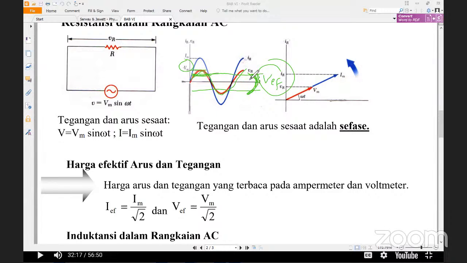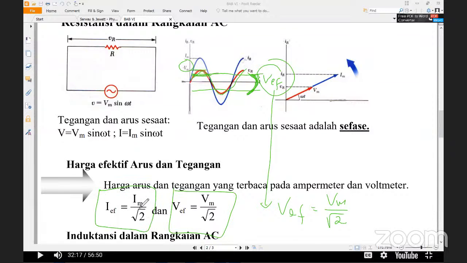Effective voltage, or in theory books maybe the RMS, it means root mean square voltage. And this effective value can be expressed as V maximum over square root of 2. And also the effective current is I maximum over square root of 2.